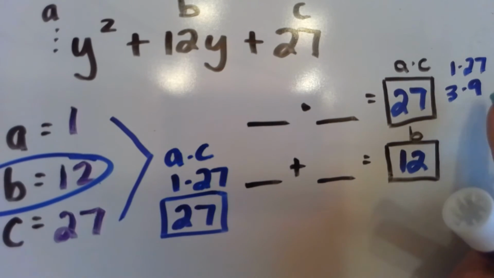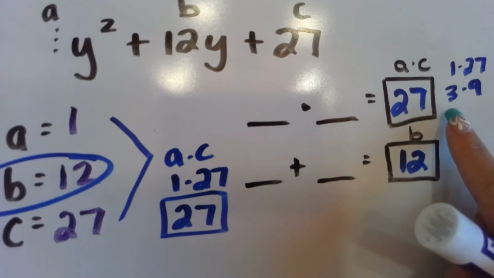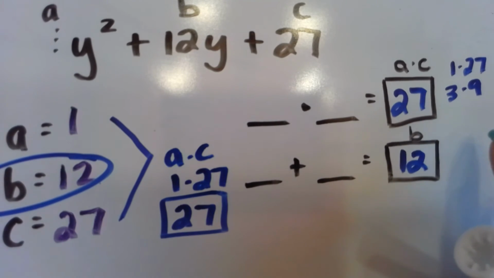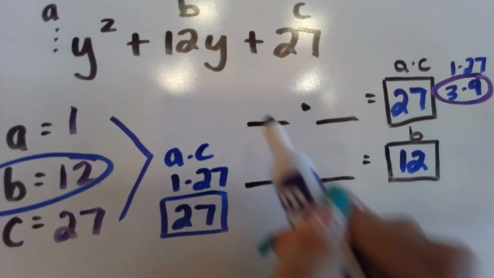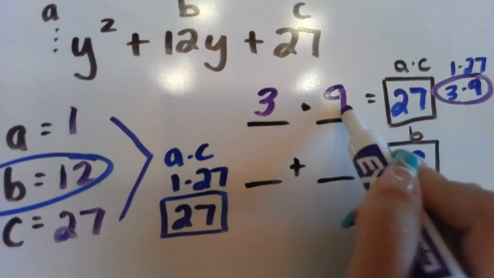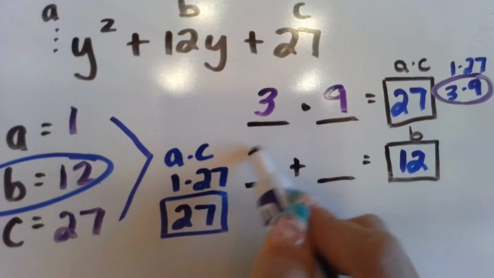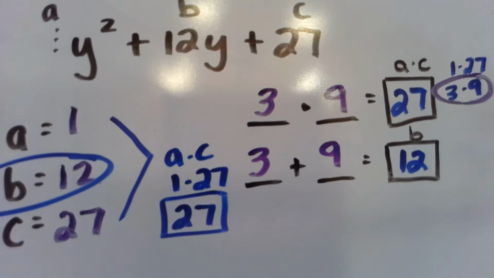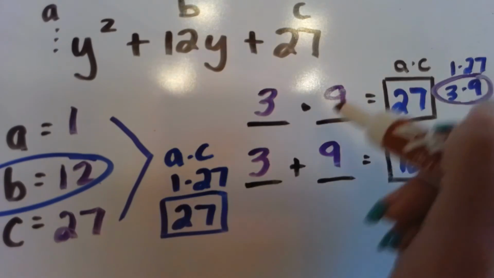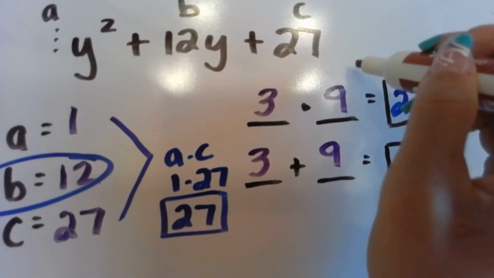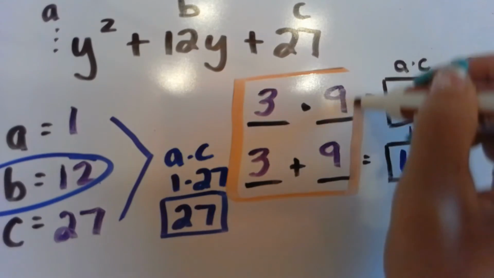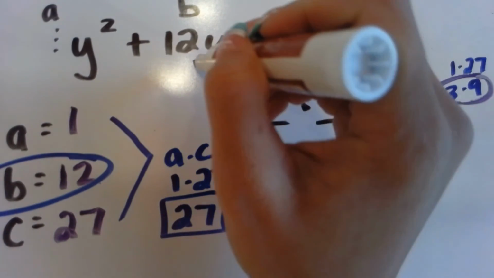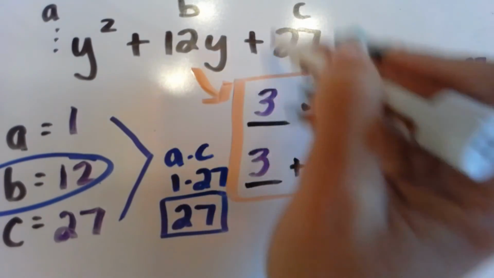Let's definitely look at 3 times 9. And 3 plus 9 is 12. So it works. We're definitely using these two numbers. So 3 times 9 is 27, and 3 plus 9 equals 12. Now remember, these numbers are really crucial, and they really have to match and be accurate, because these two numbers are replacing our B.